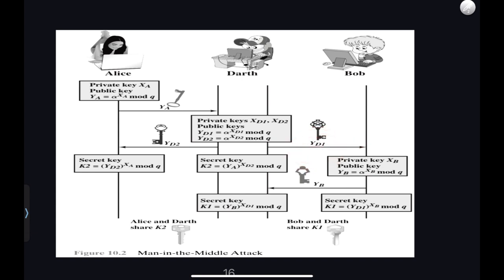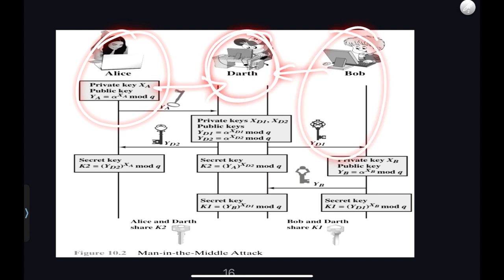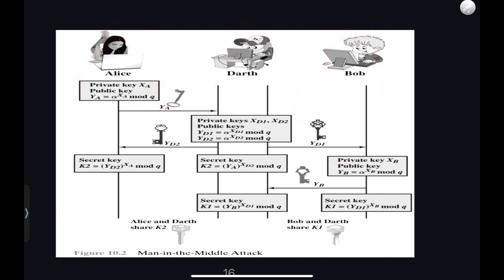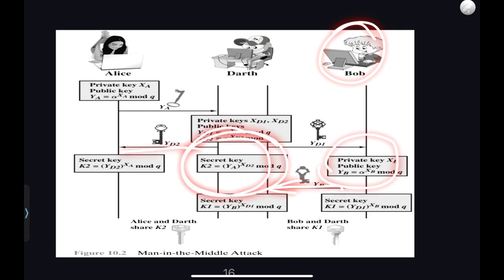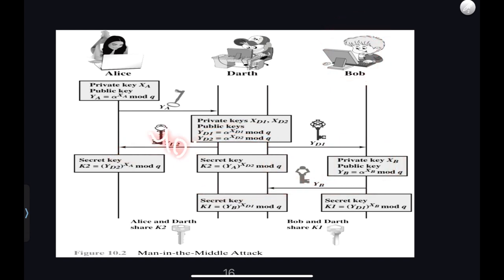Bob will receive the YD1. After receiving the YD1, he'll send his public key now. So Bob will again send his public key. Dart will again intercept, and he will send YD2 to Alice. So Alice was sending properly, Bob was sending properly. It is Dart who is playing along with the public keys here. He got Alice's public key, but then he sent whatever he wanted to send, and he got Bob's public key, but then he's sending whatever he wants to send, that is YD2.